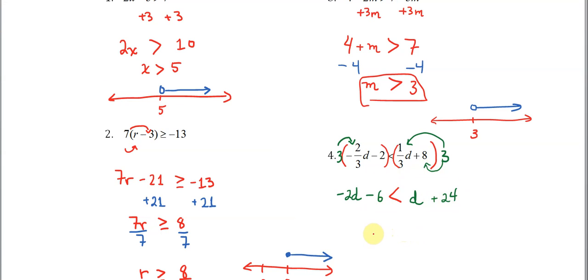And now we can simplify this a little bit. So we add 2d to both sides. Whenever I see a negative variable, I prefer to clean up that side rather than moving the other side. So add 2d to both sides. And this gives me, this is gone on the left side, gives me negative 6, and then the inequality symbol. d and 2d is 3d plus 24.